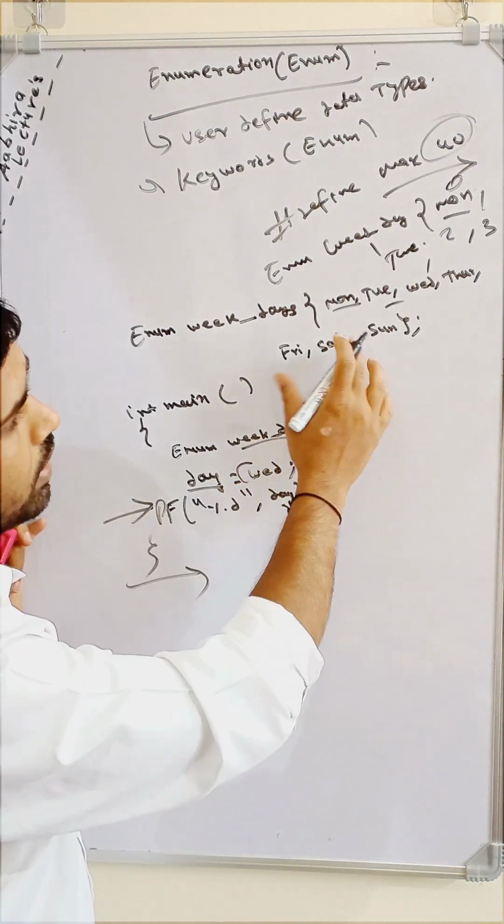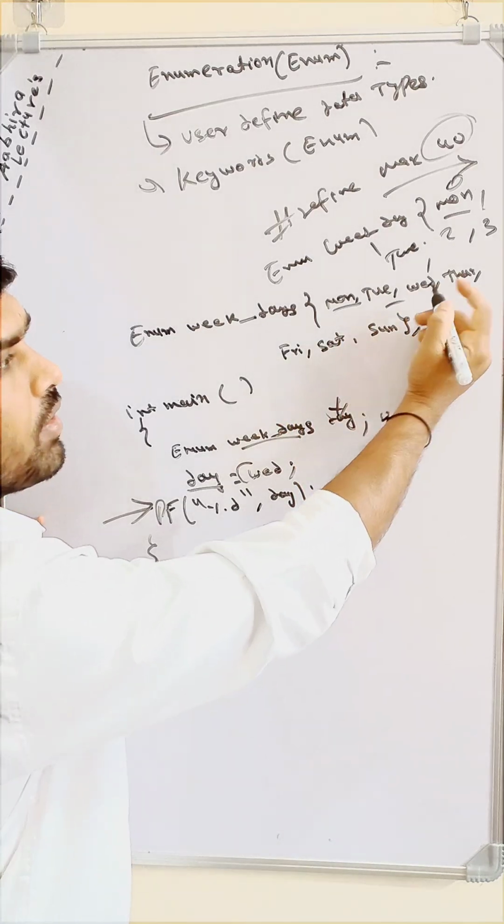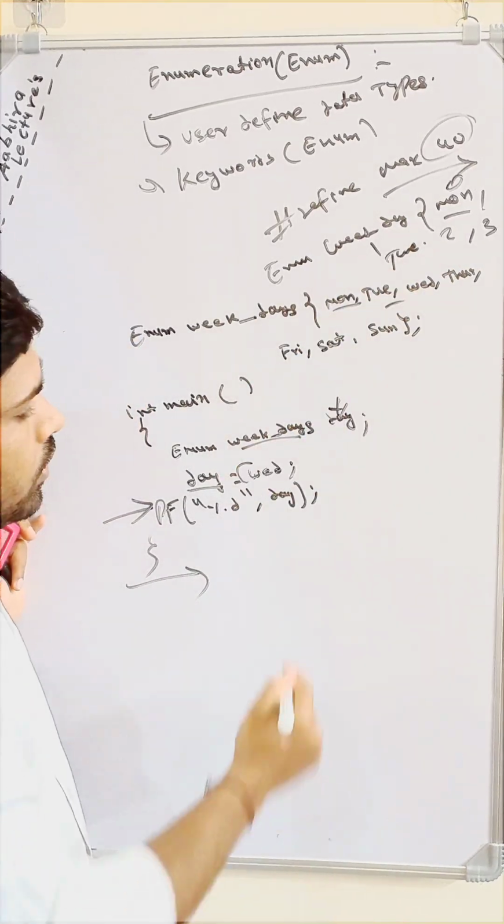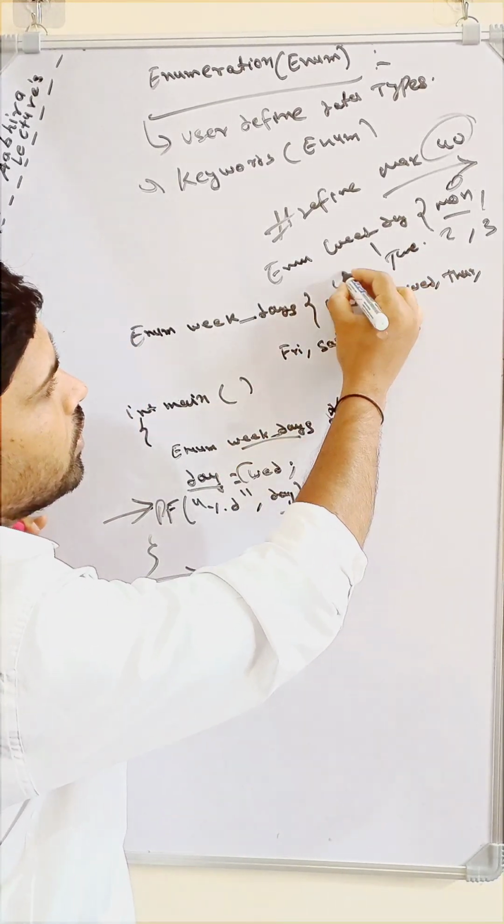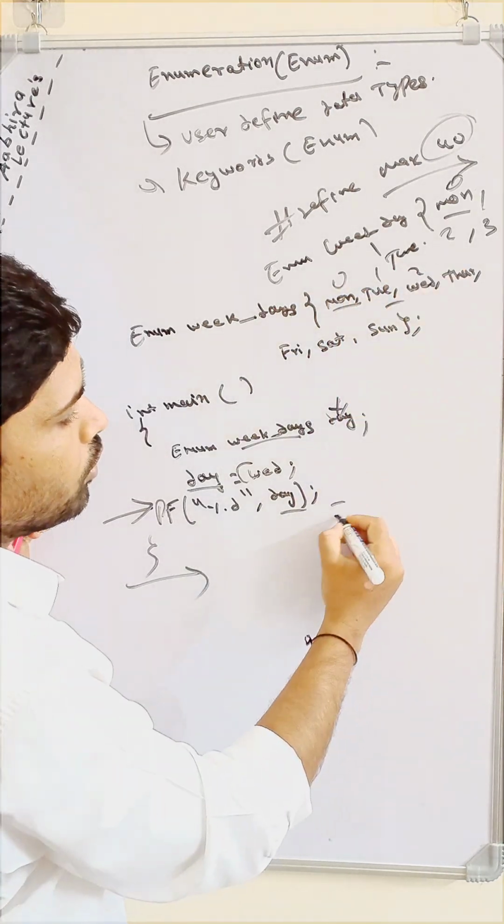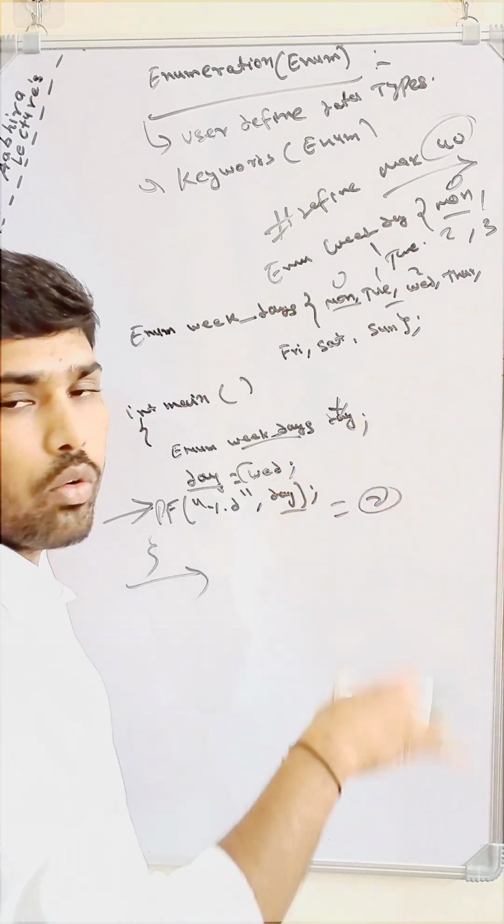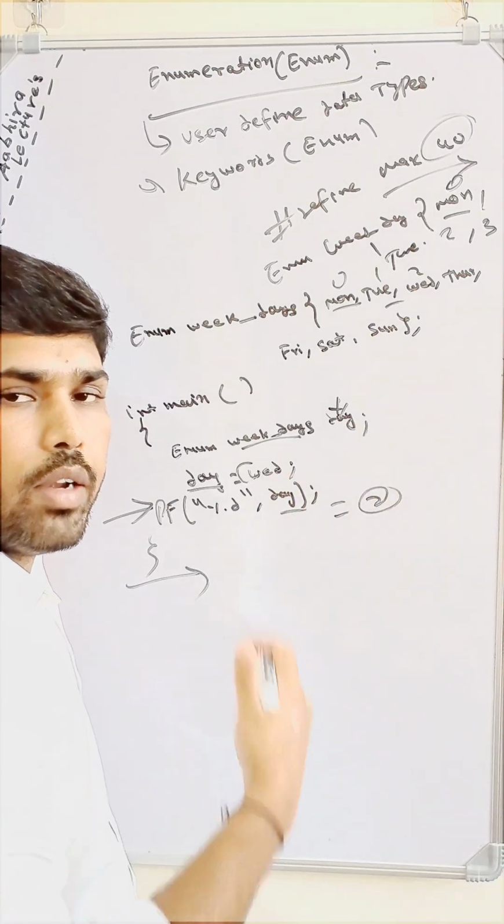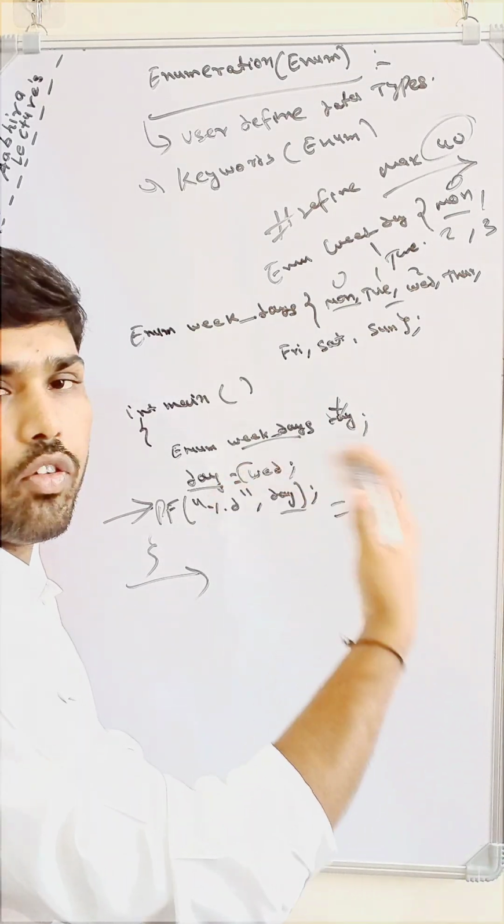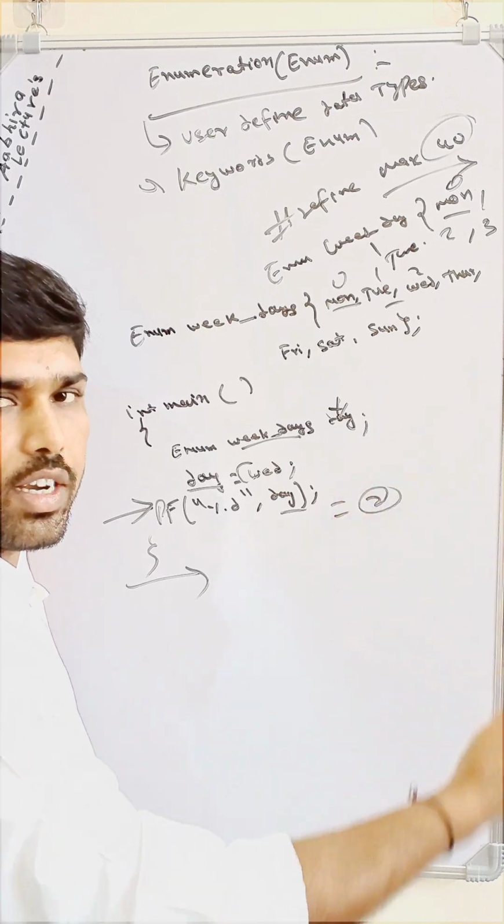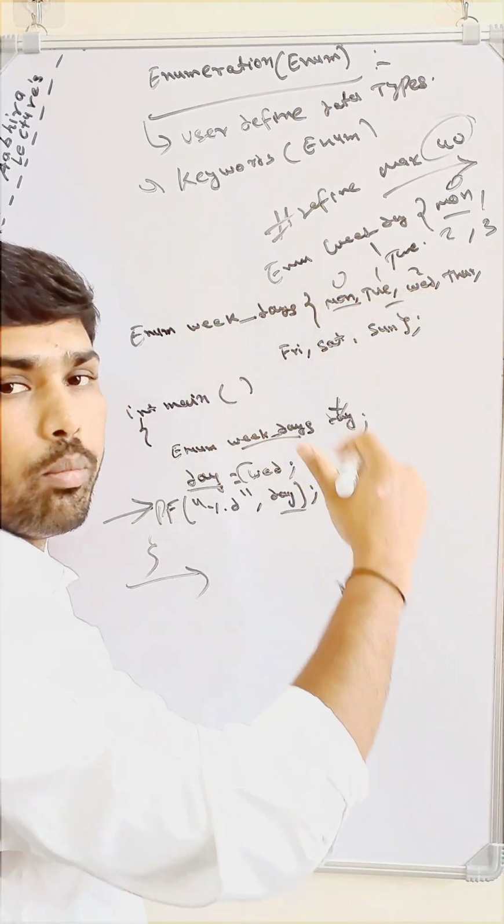We are not assigning any value here, right? Wednesday we are not given any value. So it will count 0, 1, 2. The output should be 2, because as I said, when we do not initialize any value, it will take from 0 by default automatically. Our integer starts from 0 only, so it will take from there.